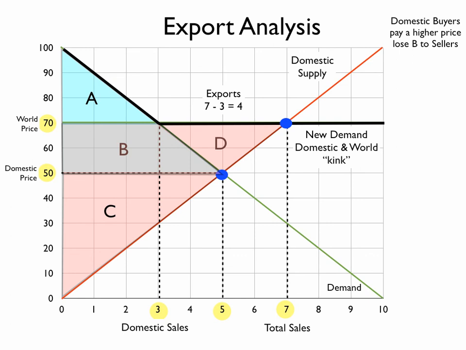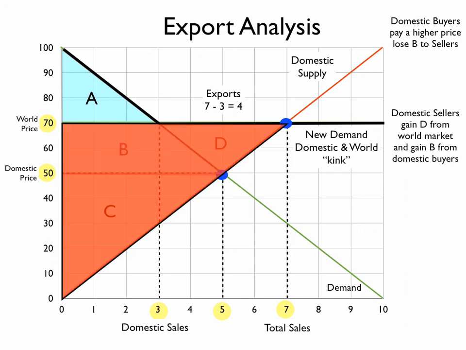The domestic buyers end up paying a higher price, and they lose B to the sellers. The domestic sellers gain D from the world market and also gain B from the domestic buyers. So the producers end up with this whole area here. We see how value is actually increased when we have the ability to export.